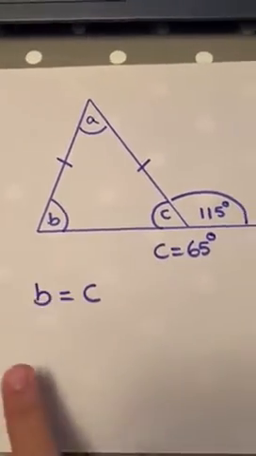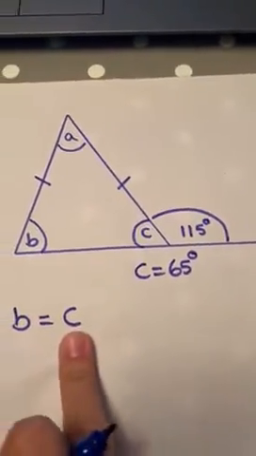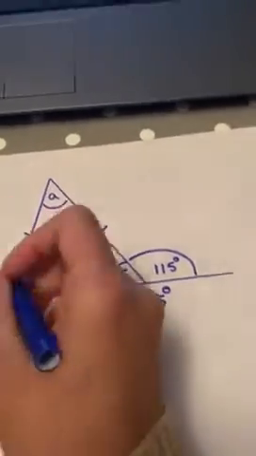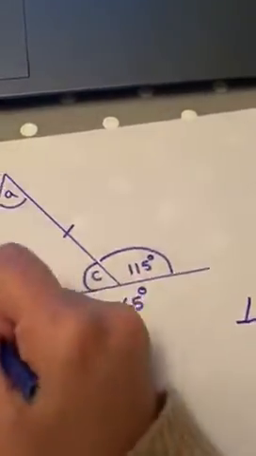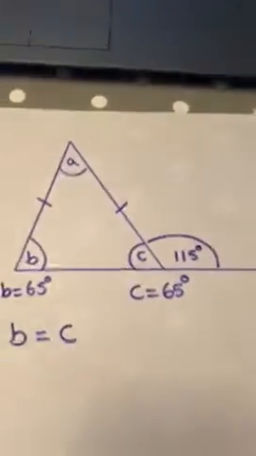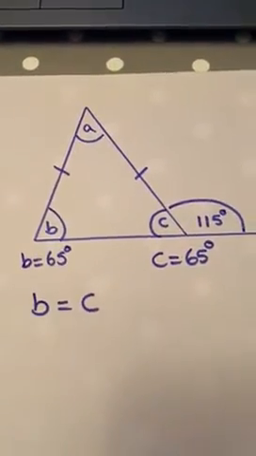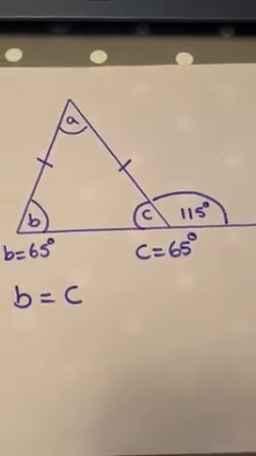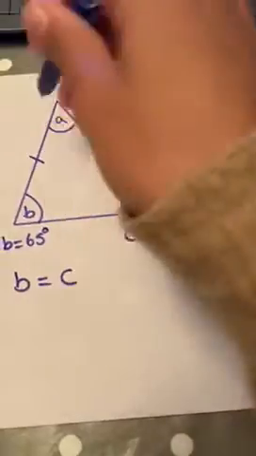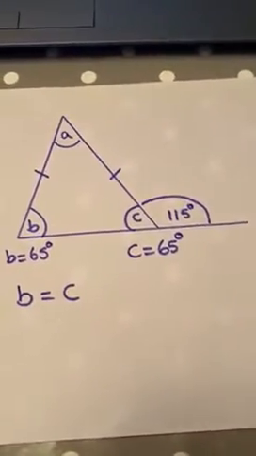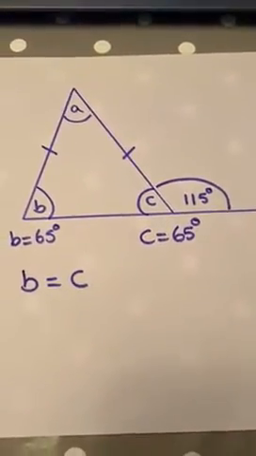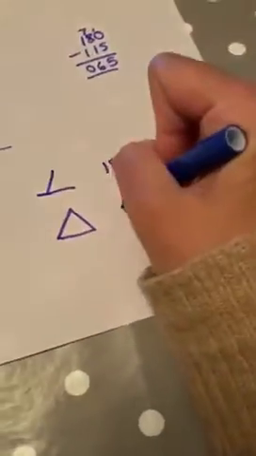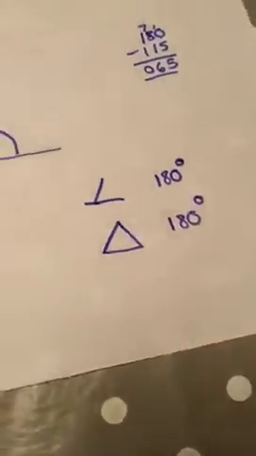At the beginning, we decided that B and C are equal. Therefore, we know that B equals 65 degrees also. Okay, how much do all the angles in a triangle add up to? Angles in a triangle add up to what? Pause the video and tell your grown-up. That's right. The angles in a triangle add up to 180.